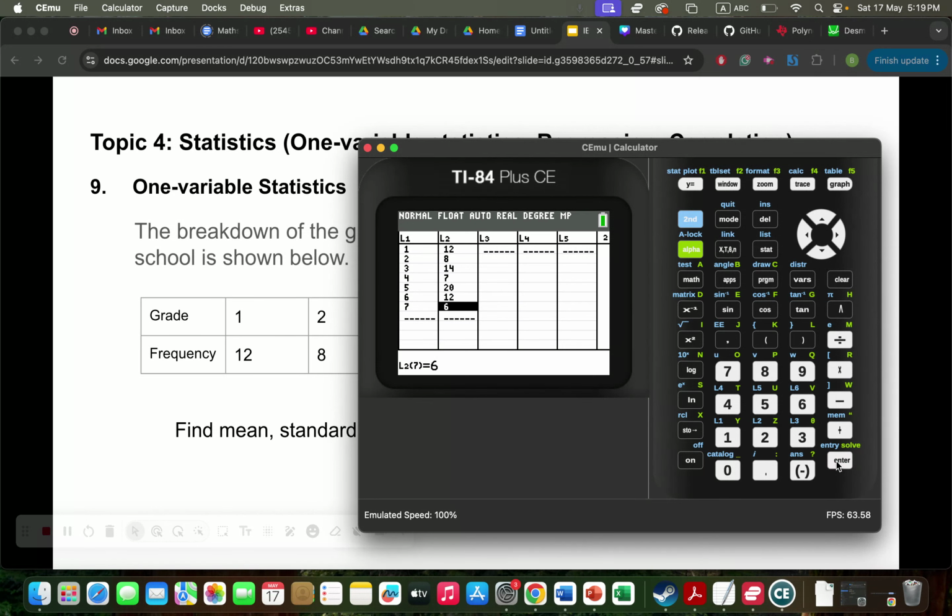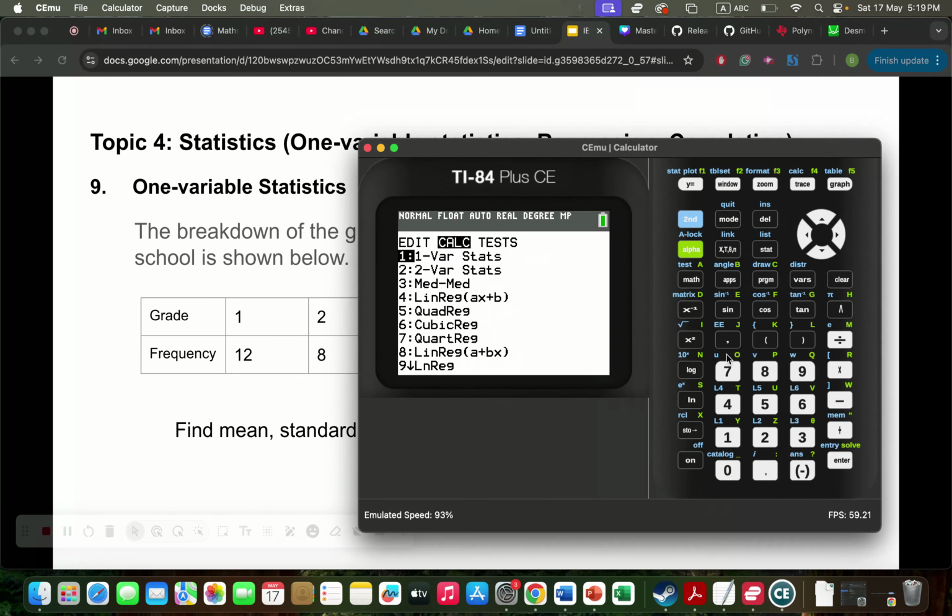Now the next part: if you want to find the mean, standard deviation, and the interquartile range, what we need to do is go back to stat. We go to calc, choose one variable stat. Remember, this is not two variable stat. We choose option 1. You press enter. Now, frequency list. If there is a frequency that we put in here, then you need to put this as L2.